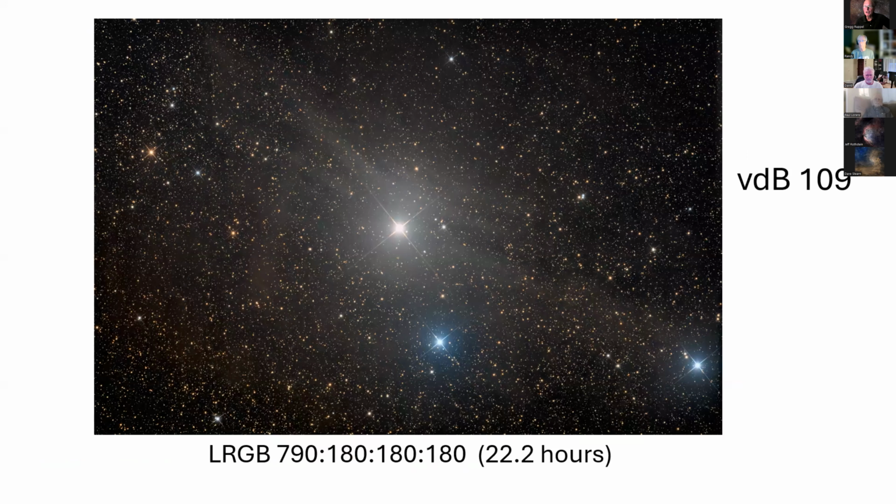So I took a couple of images for the challenge. The first one here is Vandenberg 109, which is a reflection nebula. This was a very faint wisp of nebulosity around a 4.9 magnitude star. It's just north of the Rho Ophiuchi complex, so it's kind of in the same category there.